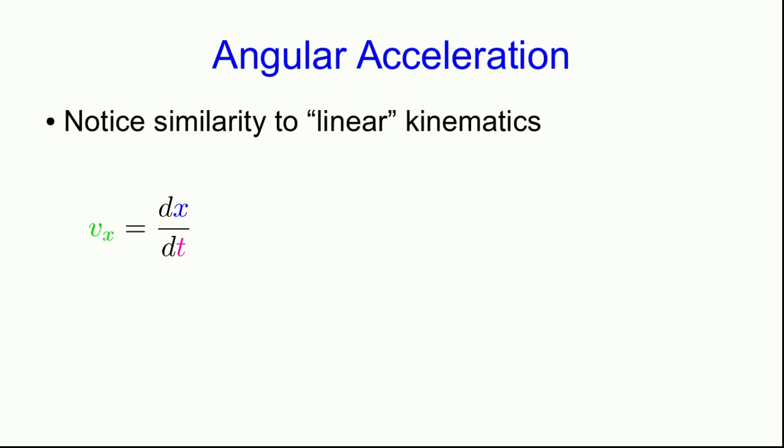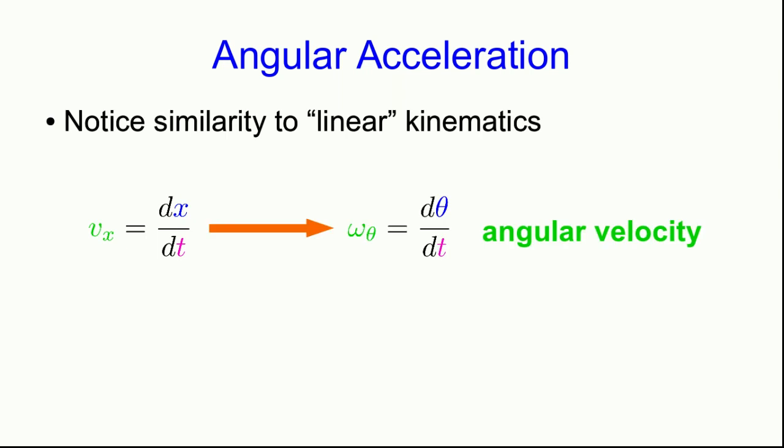Notice the similarity to linear kinematics. In the kinematics we learned at the very beginning of the course, we would have an x component of position, x, and we would describe its rate of change as the x component of velocity. Now we have an angle, theta, and we're describing its rate of change as the angular velocity.